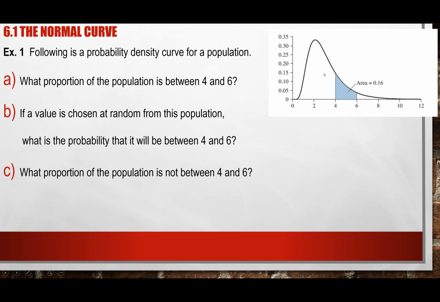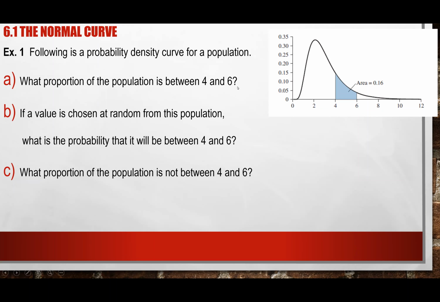So given this thing here, as you can see, they are not symmetric, which is, again, we don't know the distribution of each of them, right? Because the higher peak will have a higher area. But the only thing they give us is that the area between 4 and 6 is 0.16 or 16%, right? So this is what they ask you: what proportion of the population is between 4 and 6?